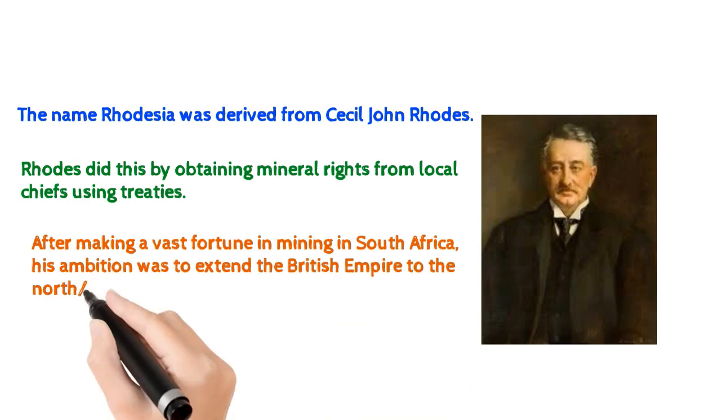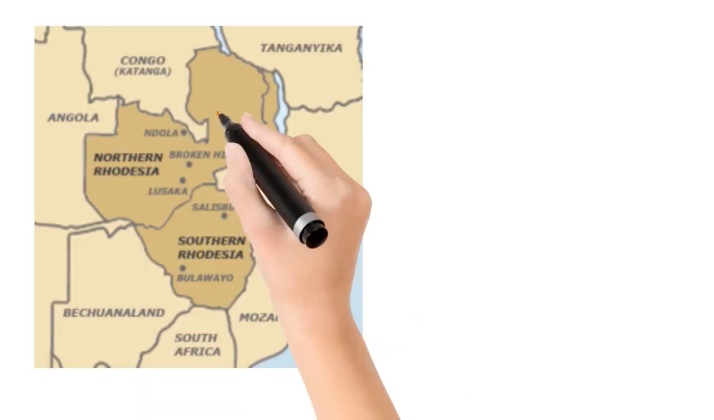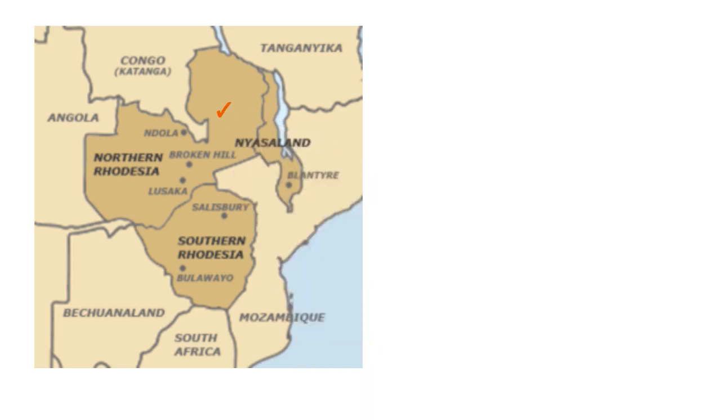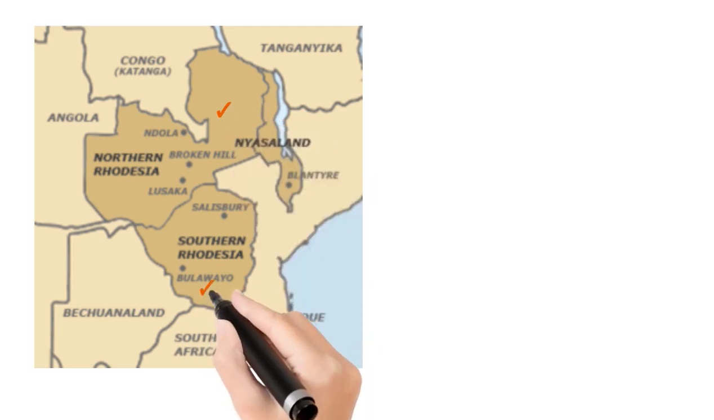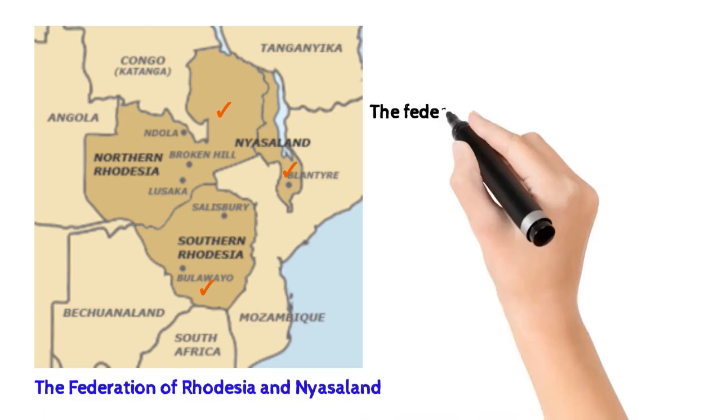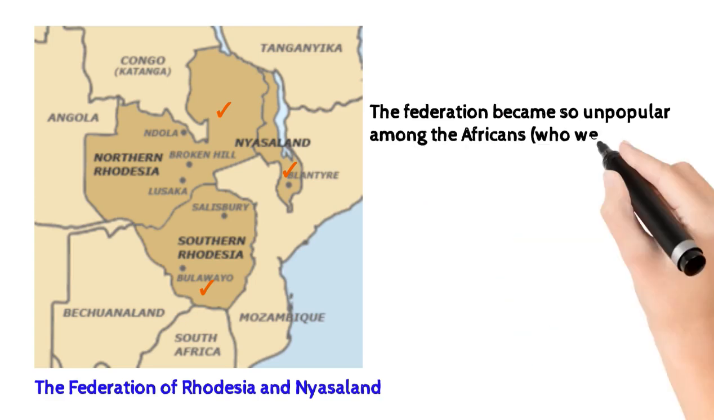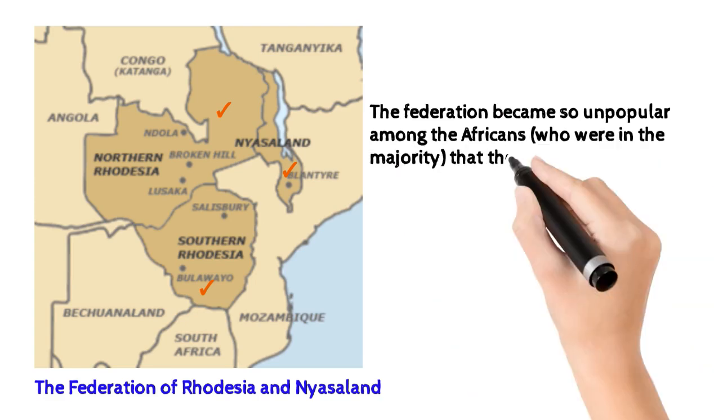In 1953, three countries, Northern Rhodesia, now Zambia, Southern Rhodesia, now Zimbabwe, and Nyasaland, now Malawi, were brought together under one administration. This was called the Federation of Rhodesia and Nyasaland. The federation became so unpopular among the Africans, who were in the majority, that they started fighting for independence.